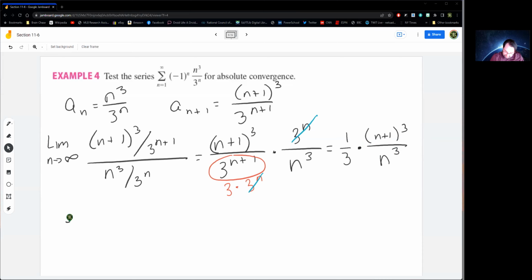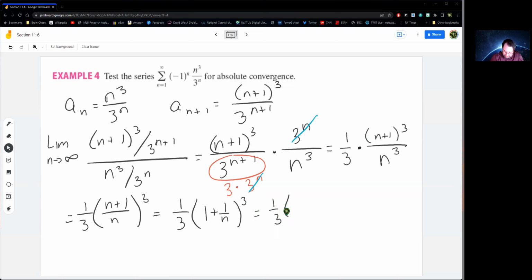So then we can take that part right there. Since it's both to the third power, I can put it together. And then I can work on the inside. So I got 1 plus 1 over n to the third power. And remember, I'm doing the limit. So that 1 over n goes to 0. So this is in essence 1/3 times 1. So it's 1/3 is my limit.